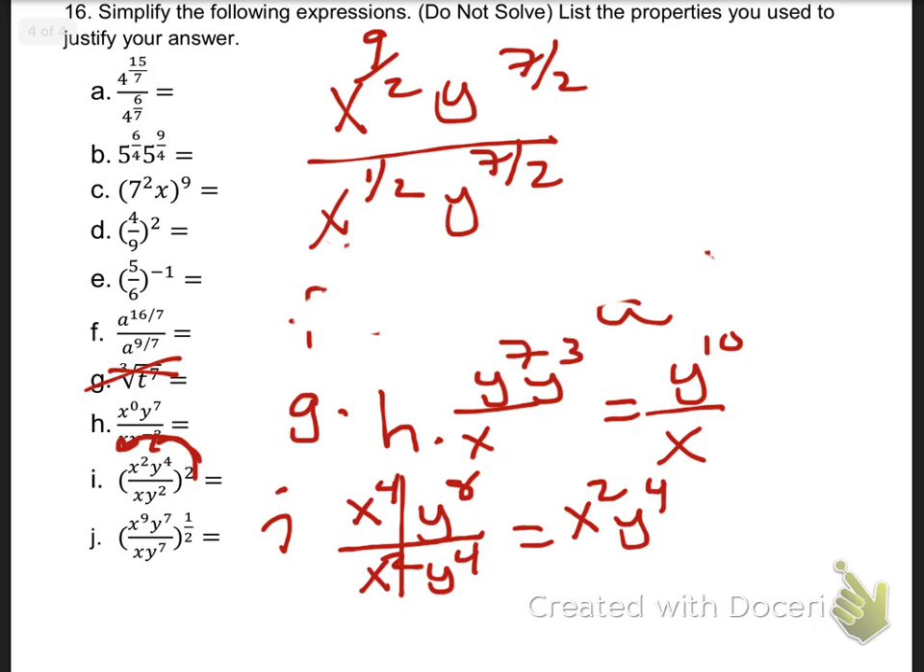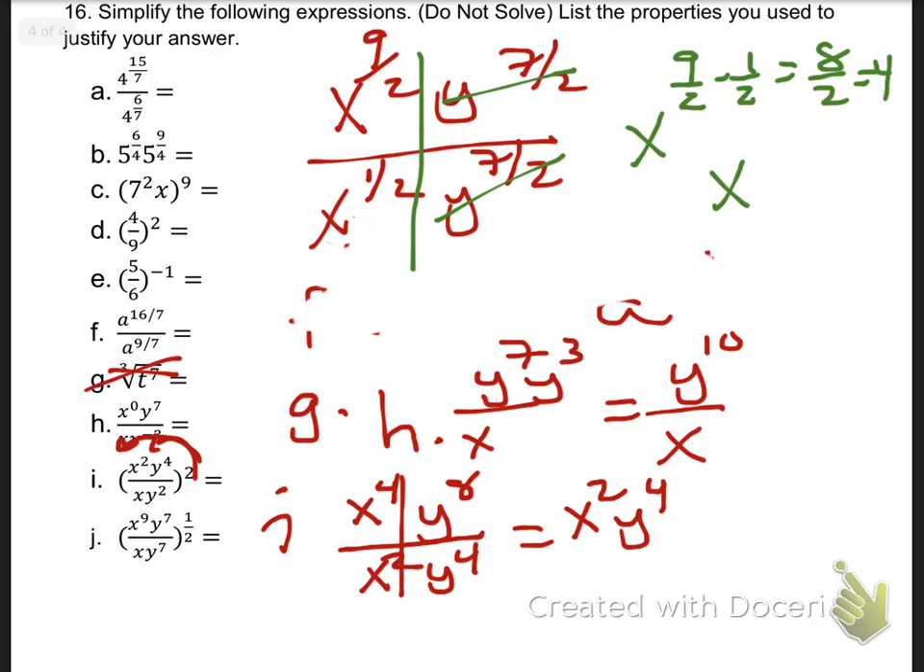Okay, hopefully you realize that 7/2 and 7/2 is just 1, right? So I'm going to subtract here my x's. So I have x to the 9/2 minus 1/2 is 8/2, which is 4. So this is just x to the 4th.